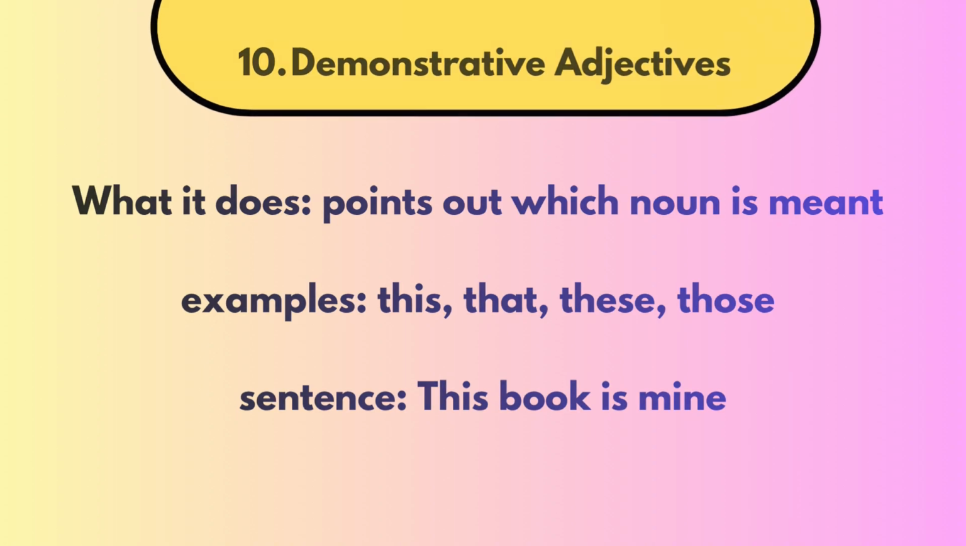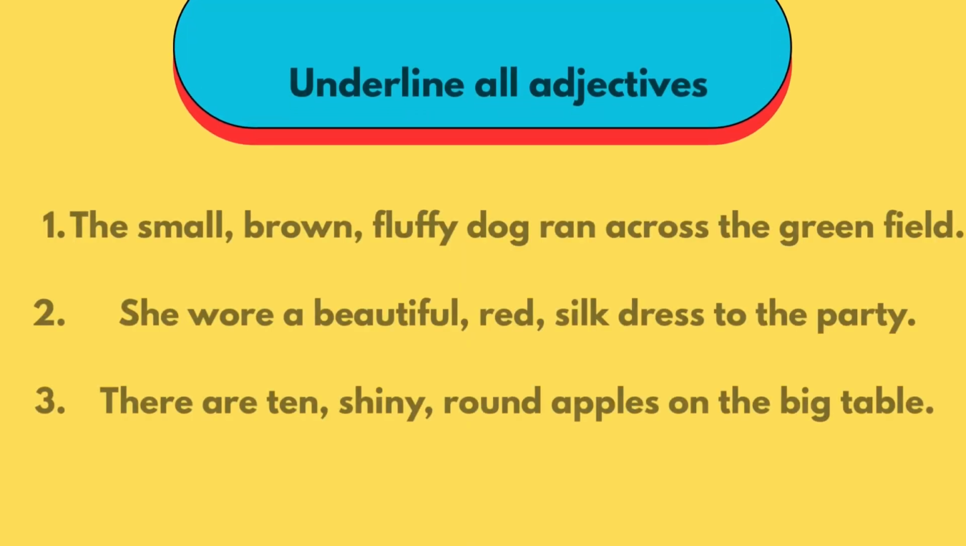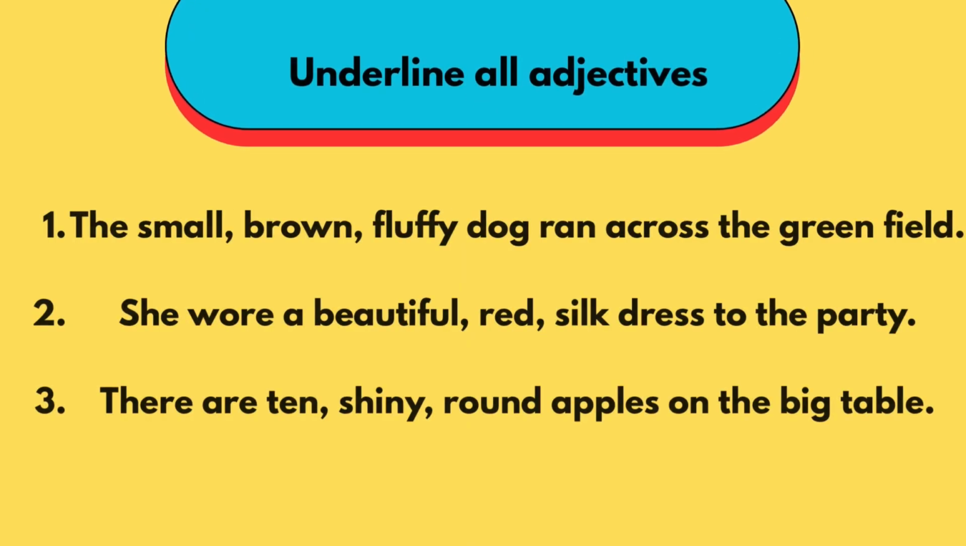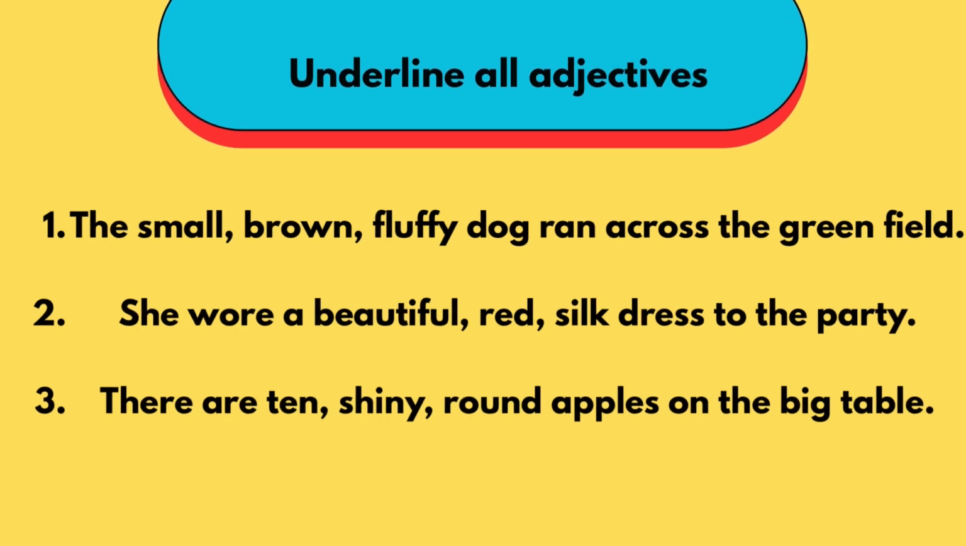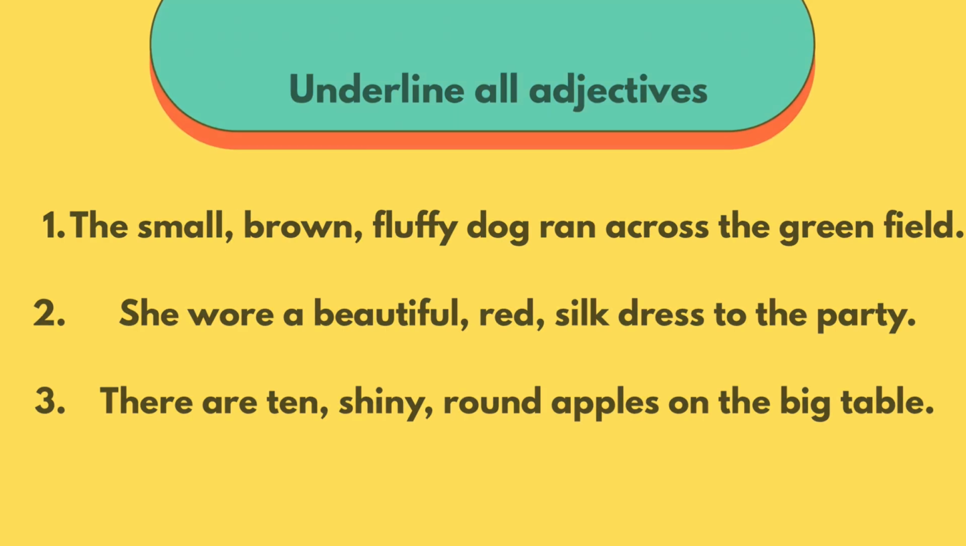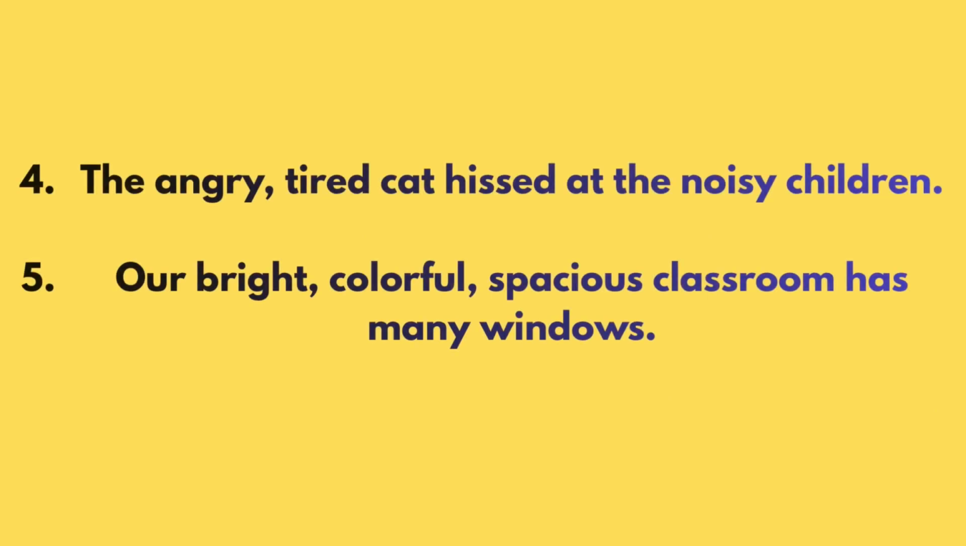So next we have a practice session. Underline all adjectives. You need to underline the adjectives you find in the sentence. The small brown fluffy dog ran across the green field. She wore a beautiful red silk dress to the party. Next, the angry, tired cat hissed at the noisy children. Our bright, colorful, spacious classroom has many windows. So you need to underline the adjectives in these sentences.